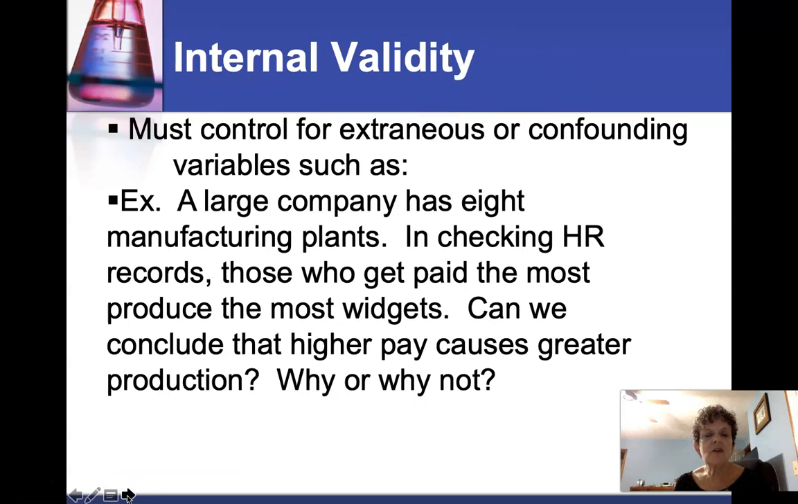So you have to control for, we talked about this at the very beginning, those extraneous or confounding variables that could happen. If you read this example, they talk about a company that has 8 plants. So when you check the HR records of those 8 different plants, those who get paid the most produce the most widgets. So you read those sentences, can you with a surety say that these results are valid? Can you conclude that if you get higher pay, you're going to have greater production? No, that is a faulty inference, because there could be confounding variables out there.